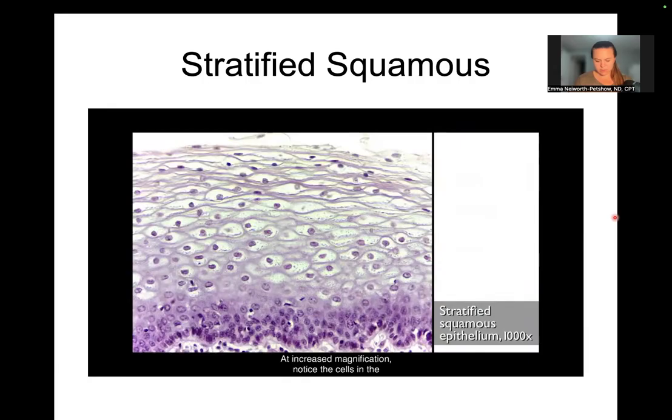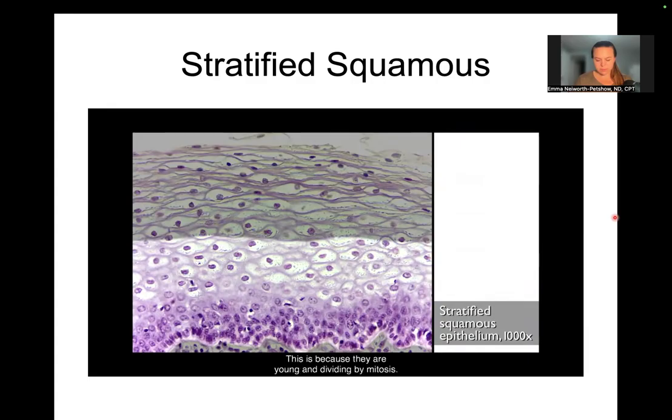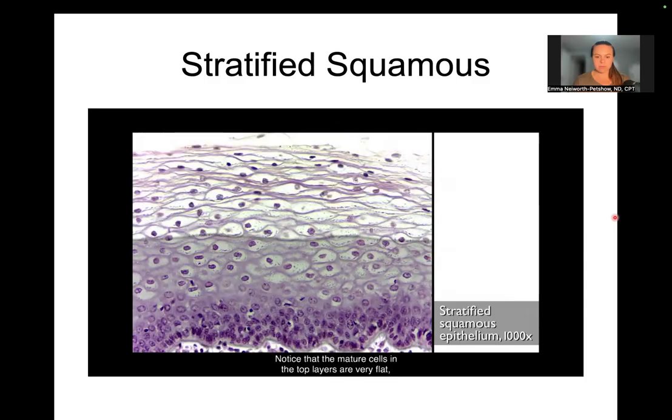At increased magnification, notice the cells in the bottom layers look bigger and more round. This is because they are young and dividing by mitosis. These cells have not yet taken on their mature shape. Notice that the mature cells in the top layers are very flat, which gives the tissue the name squamous. Always look at the cells near the free surface to determine the shape of the cells.